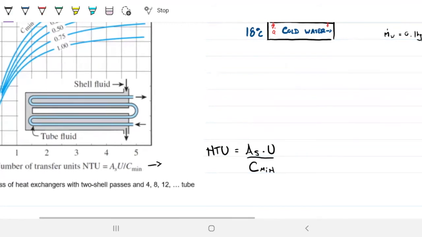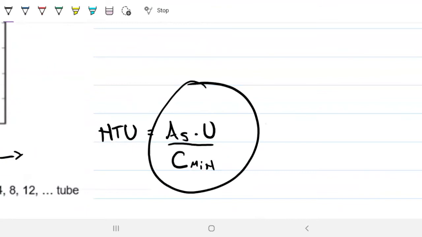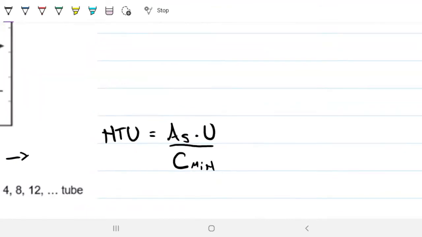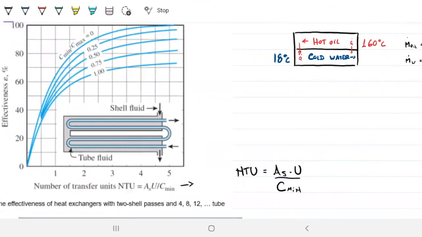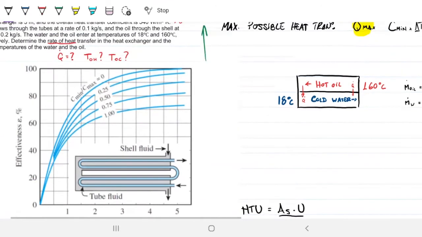Okay, what's the idea here? What's the game plan? Well, if I can find these three things here, I can find the NTU. If I can find the NTU, the number of transfer units for my given heat exchanger, I can use this graph to find the effectiveness. Okay, so again, what is the effectiveness? It's how the actual heat transfer that I get compares to the maximum theoretical I can get, right? If I can find that, then I can find my actual. If I can find my actual, that eliminates this problem. Once I have the Q, I can find these two guys easily because we know how to do that, right?